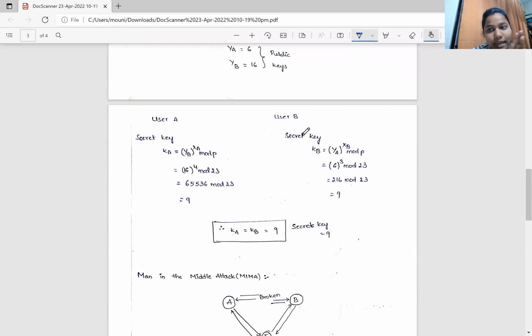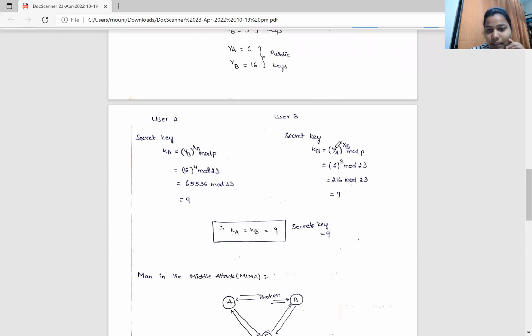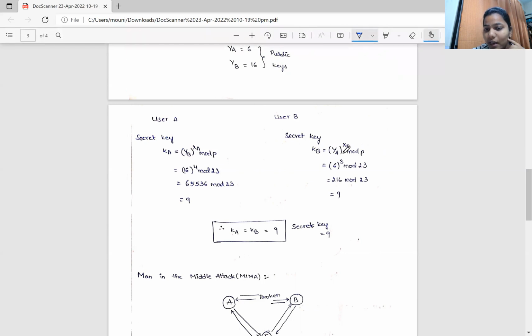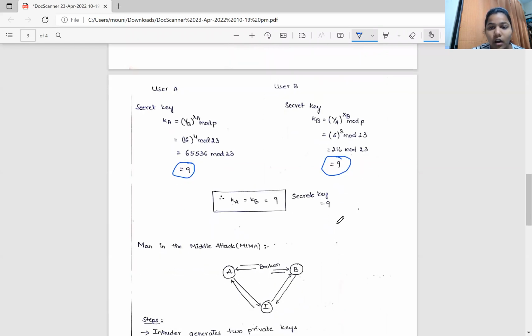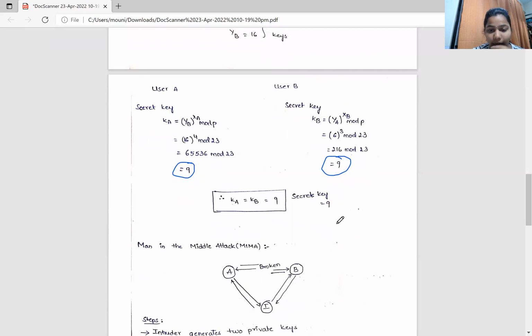And the secret key generation on the side of B is nothing but KB is equal to YA power XB mod P. 6 power 3 is nothing but 216 mod 23. Here we are also going to get 9. So now finally we have both secret keys generated from either side, user A and user B, equal to 9. So our secret key here is 9.